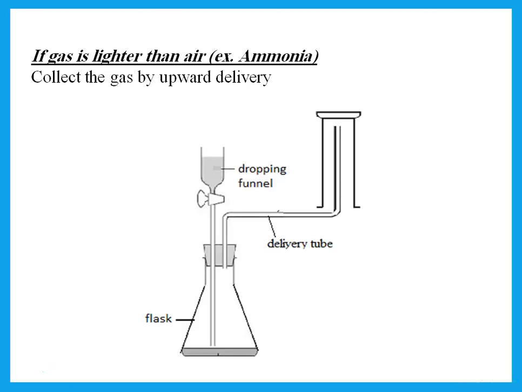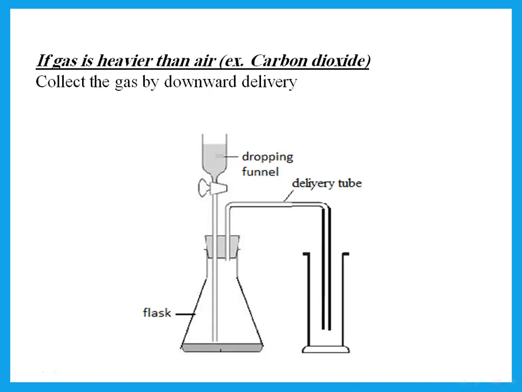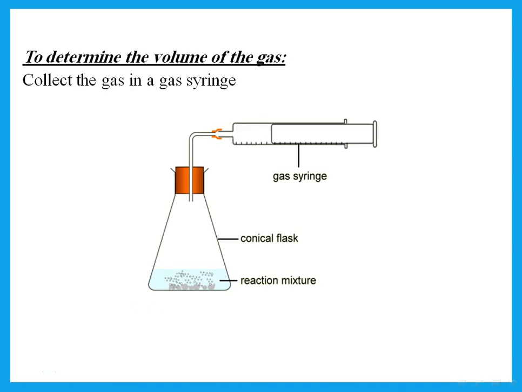Now, if the gas is lighter than air, and you have to remember that ammonia has lower density than air, then how do we collect it? We collect it by upward delivery. The delivery tube goes up. If I'm talking about a gas like carbon dioxide, which is heavier than air, I collect it by downward delivery. But in all of these cases, I'm not measuring volume. If he wants the volume of the gas, then I have to tell him to collect it in a gas syringe in order to determine the volume of the gas.